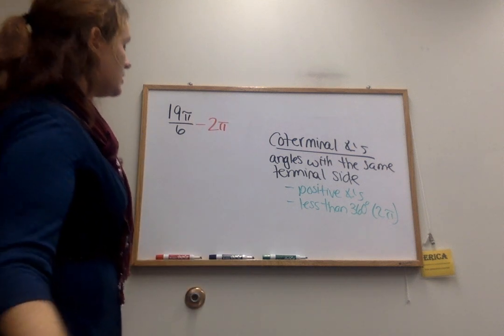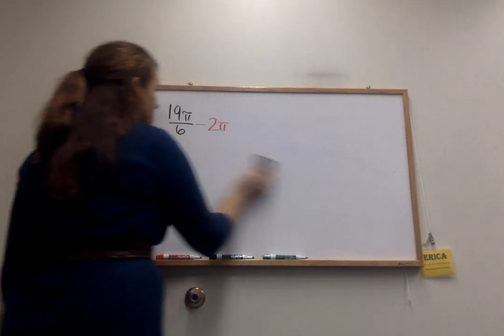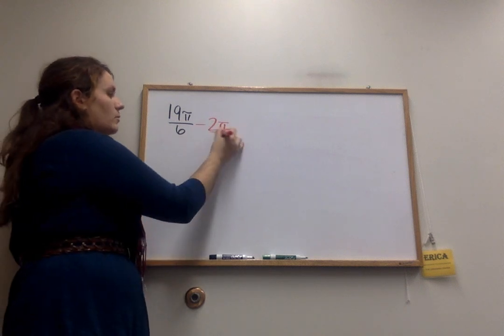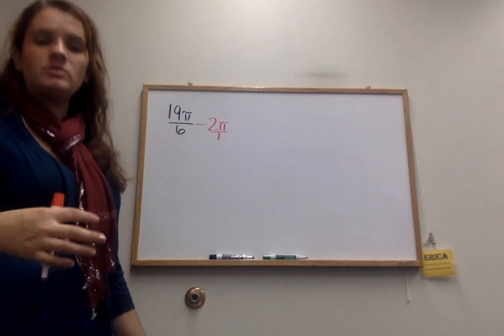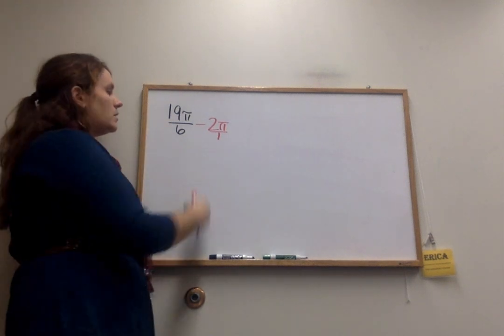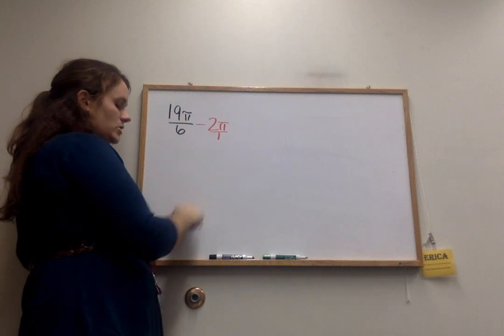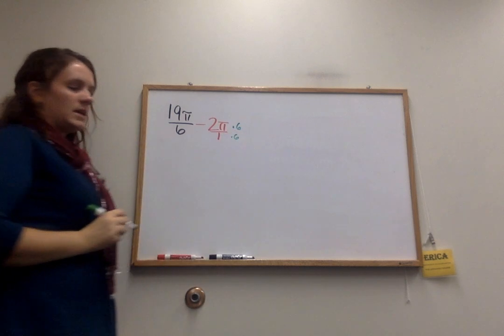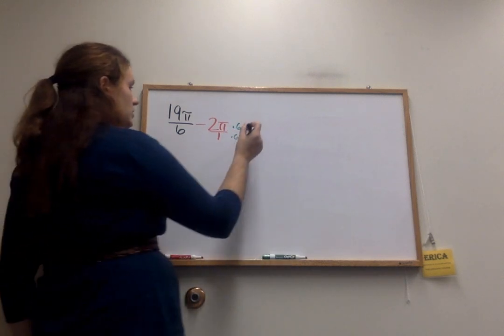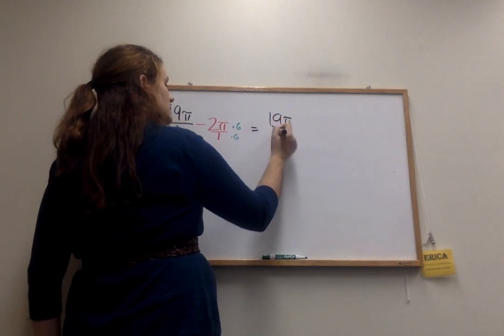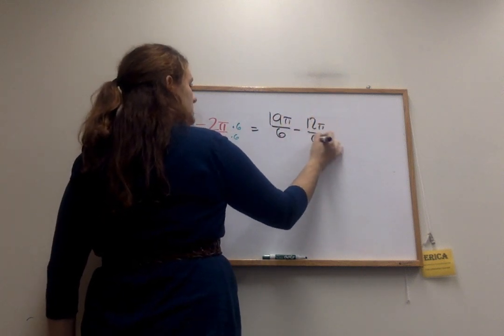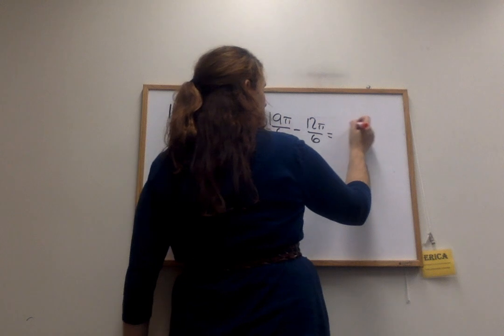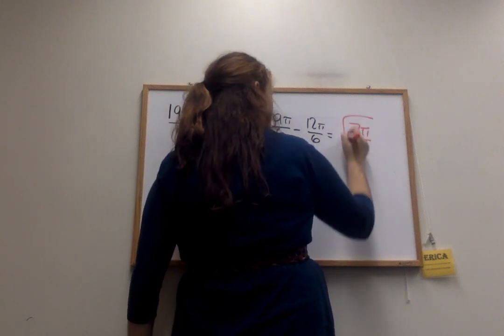I'm going to go ahead and erase this just so that I have some more room to work. This is a fraction, which means we need to make this a fraction, 2 pi over 1. And when we subtract fractions, we have to have common denominators. Right? This has a denominator of 6, so we're going to make this fraction also have a denominator of 6. And the way we do that is to multiply top and bottom by the same number. Okay, so this is actually going to turn into 19 pi over 6 minus 12 pi over 6. Okay, and when we subtract those two numbers, we get our answer, which is 7 pi over 6.